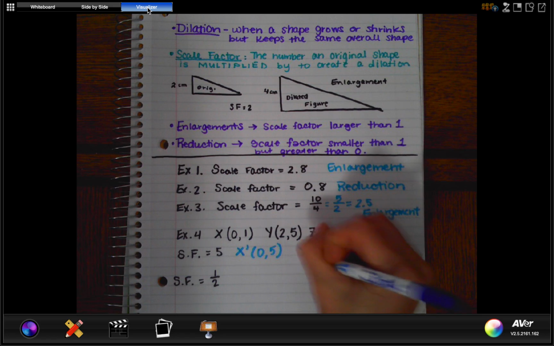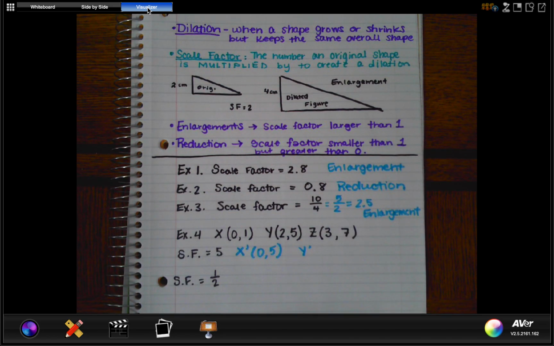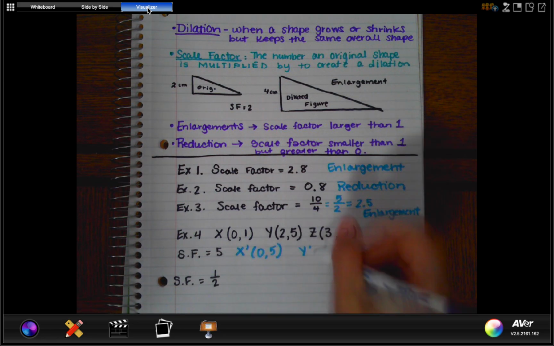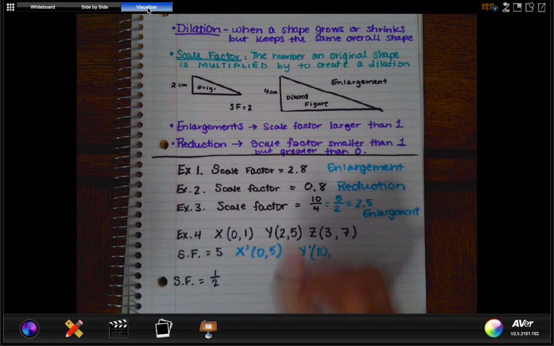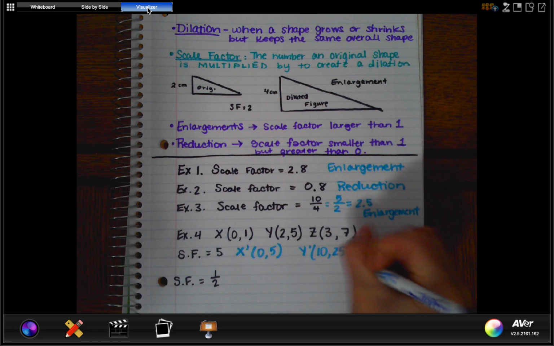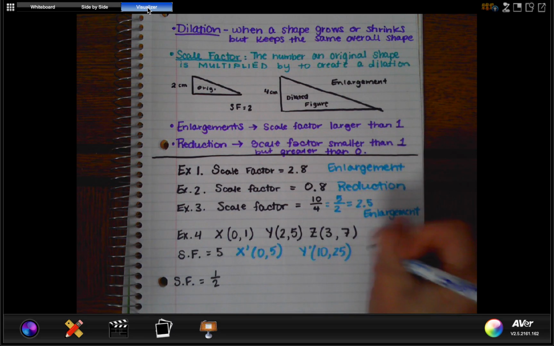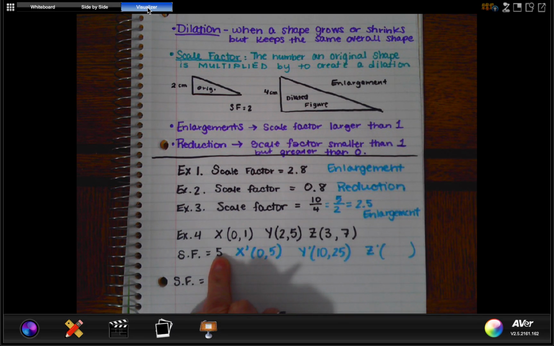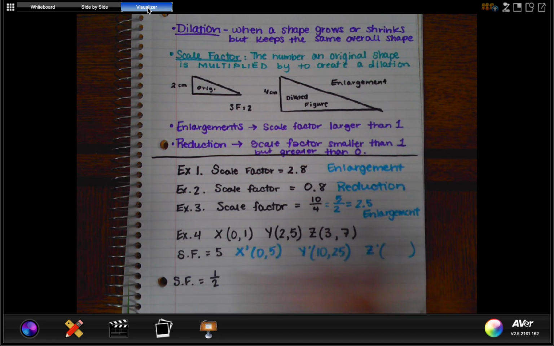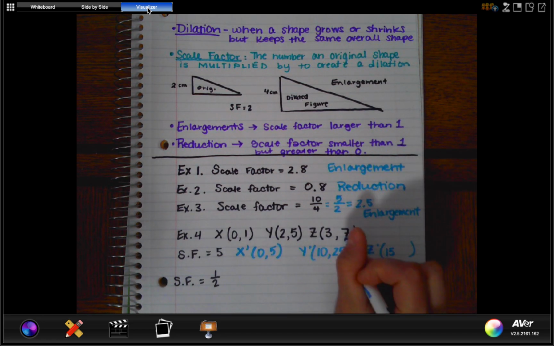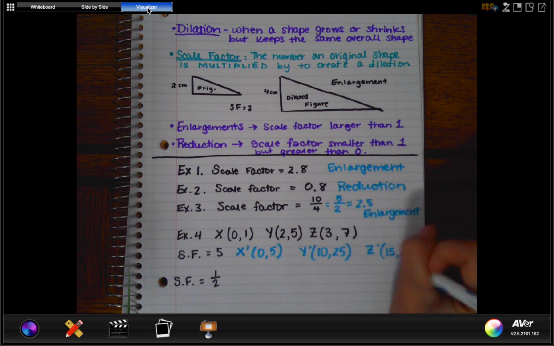Y prime, for this one, we would multiply each by 5 still. 2 times 5 is 10, and 5 times 5 is 25. Good thing we're not graphing these, huh? We would have quite the graph. Okay, and finally z. Z prime, if we multiply both of these by our scale factor of 5, 3 times 5 would be 15, and 7 times 5 gives us 35.